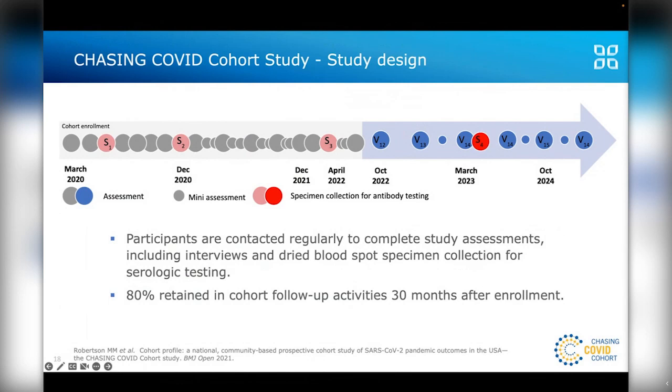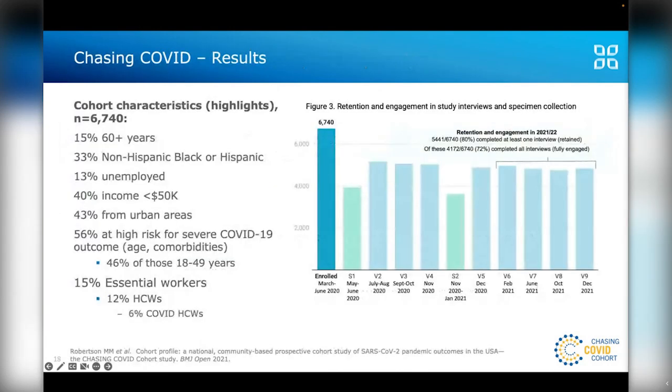the cohort. So despite this research happening during a pandemic, we have had excellent retention to date, with 80% of our cohort retained at 30 months after recruitment. And this slide just gives you a sense of the cohort characteristics at baseline. And as I mentioned, this kind of gets at engagement over time.